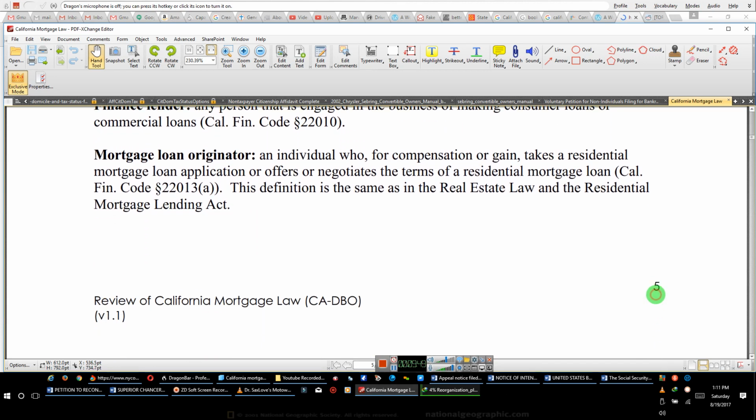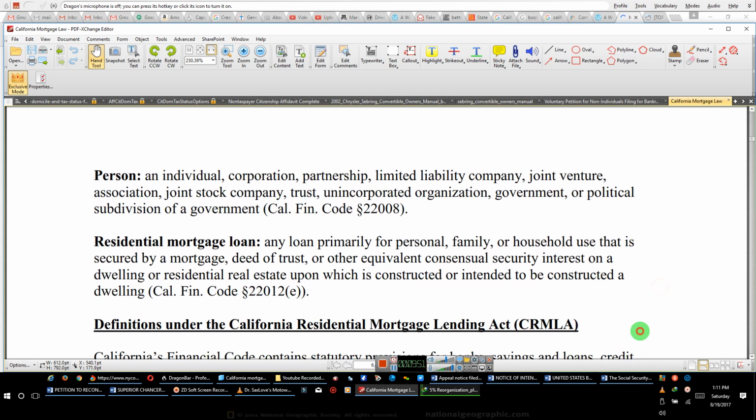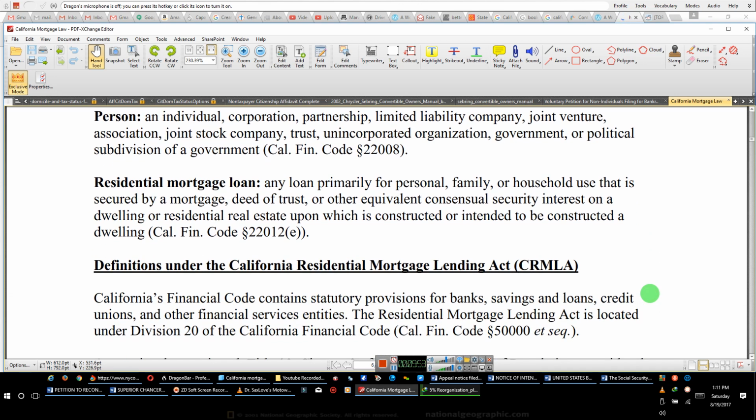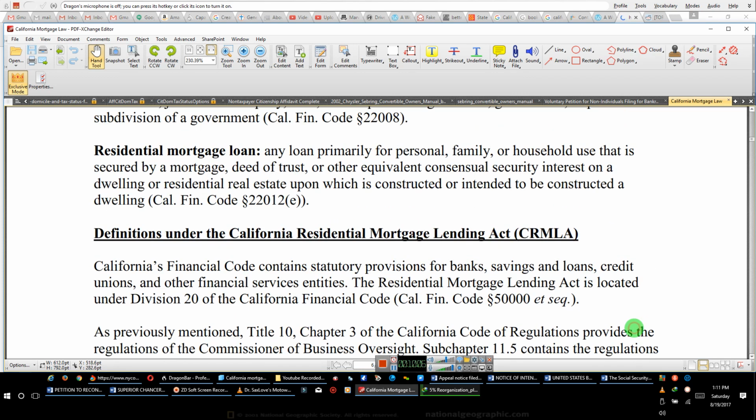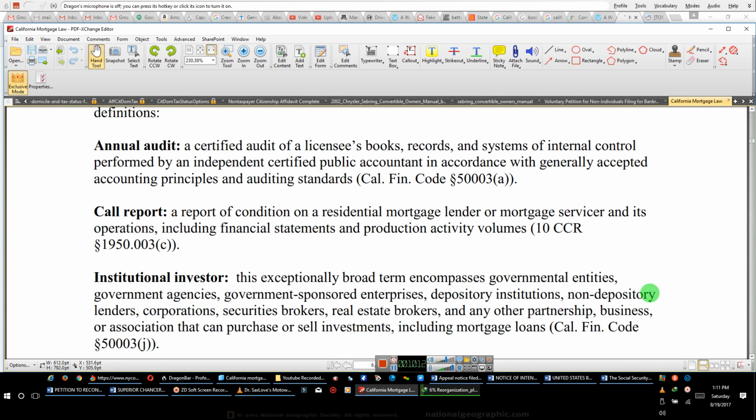Okay, a mortgage loan originator gives you the definition. A person is an individual, corporation, partnership, limited liability company, joint venture association, joint stock company, trust, unincorporated organization, government, or political subdivision of a government. You take a look at the new disclaimer. I even add the information about subdivisions and political subdivisions. Residential mortgage loan. It explains what a residential mortgage loan is.